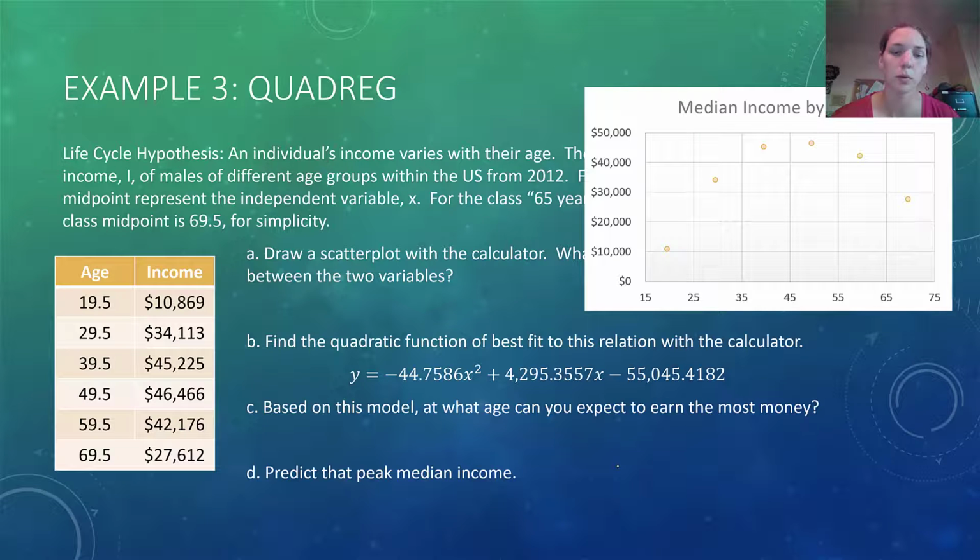I got negative 44.7586 for A, 4,295.3557 for B, and negative 55,045.4182 for C. So I slipped those all in. So that's my quadratic function of best fit to this. I didn't graph it on my graph here because Excel is not that nice, but you could graph it if you just type that into your y equals and see it all together and see how well it connects those points.